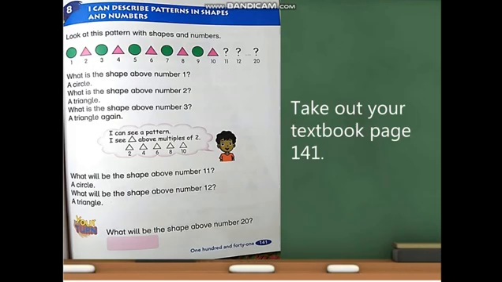Okay, what will be the shape above number 11? Yes, correct. It's a circle. What will be the shape above number 12? Correct. It's a triangle. So, it's your turn. What will be the shape above number 20? Is it a circle or a triangle? That's right. Yes, it's a triangle.